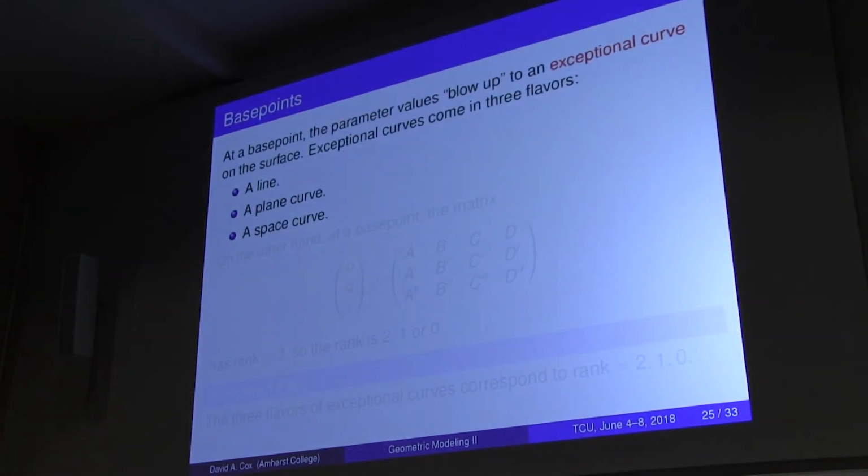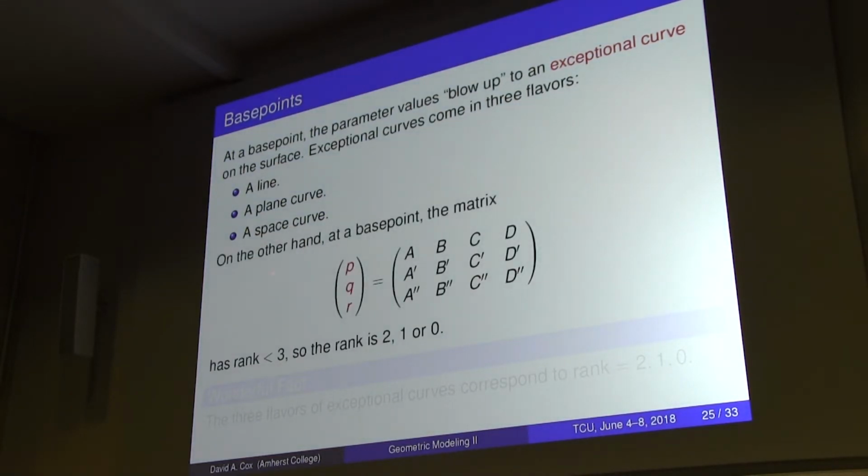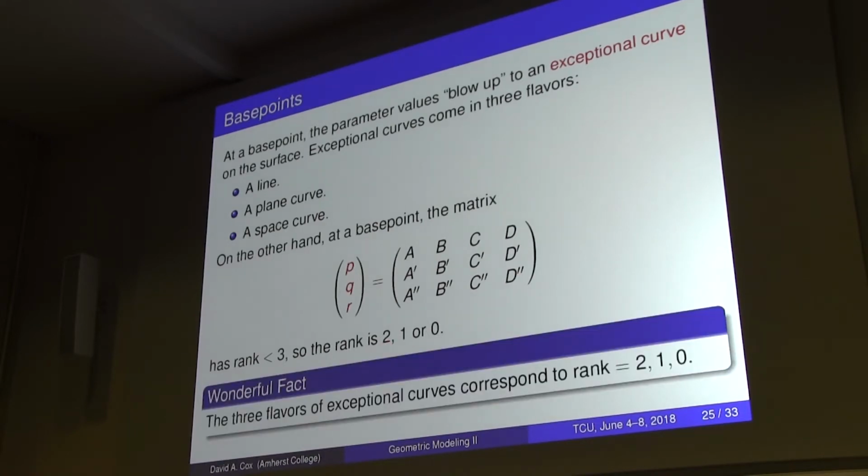So in this case, the parameter blows up to an exceptional curve on the surface. And exceptional curves come in 3 flavors. It might be an actual line that lies on the surface. It might be a plane curve that lies on the surface, or it might actually be a space curve. On the other hand, at a base point, our matrix drops rank. So it's no longer rank 3 because, again, the 3 by 3 minors of this all vanish. And so that means the rank is either 2, 1, or 0. And it turns out the wonderful fact is that this 2, 1, or 0 matches up precisely with those 3 possibilities. So what I'm going to do is work through each of those separately to see what's going on.